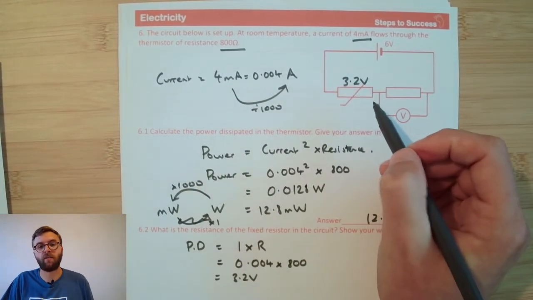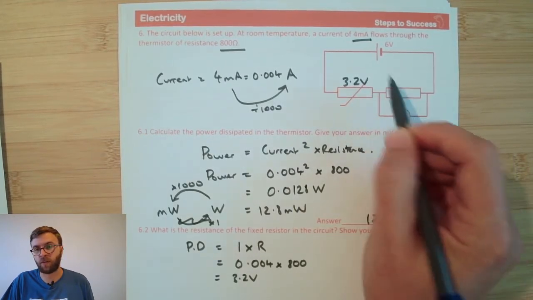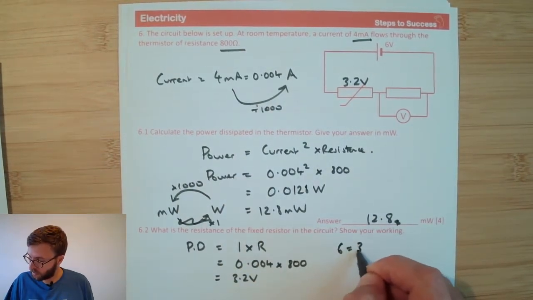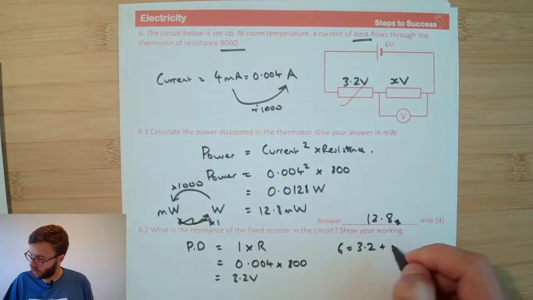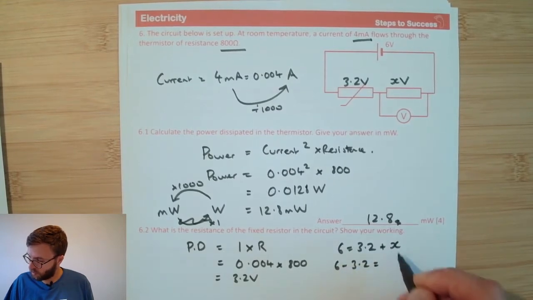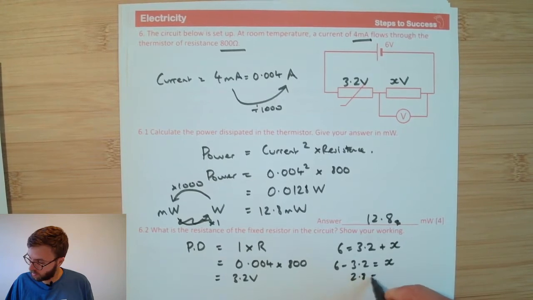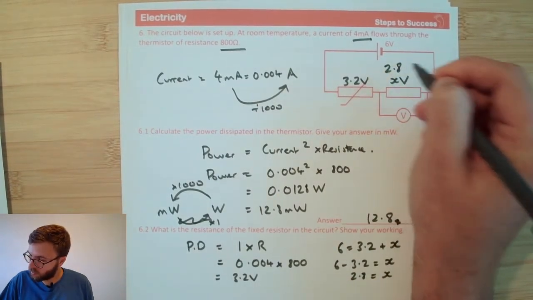We know that it's a series circuit, so the potential difference here added to the potential difference here will equal the total potential difference, which is 6. So we know that 6 equals 3.2 plus this voltage here, which I'll call X. So therefore 6 minus 3.2 will equal X, and that leaves us with 2.8 equals X. So we know this is 2.8 volts.